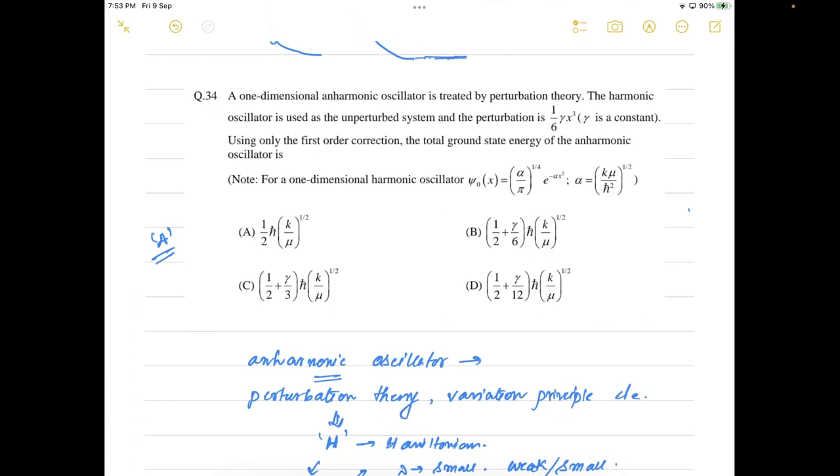Up to only the first order correction, the first order correction is 0 in this case. So the total ground state energy will be just the ground state energy corresponding to the harmonic oscillator, which is half h bar omega, with omega equal to root over k by mu. So option A is the correct answer.